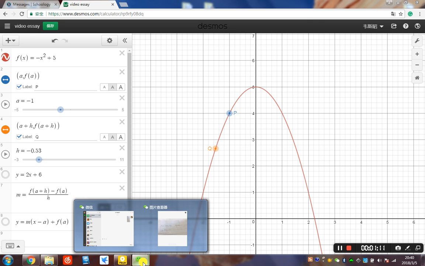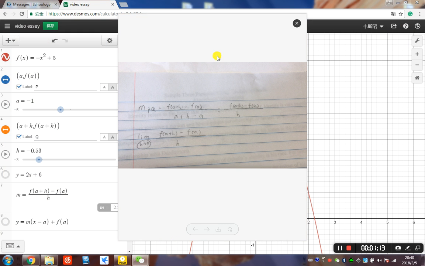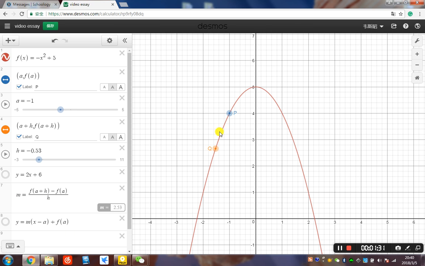So here we have this. This is the secant of the PQ points, which is change in y over change in x. Here is the change in x, a+h minus a, and this is the change in y, f(a+h) minus f(a), and finally we get this. But how do we get this? So let's look at that.